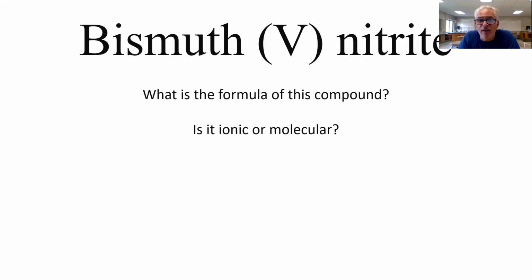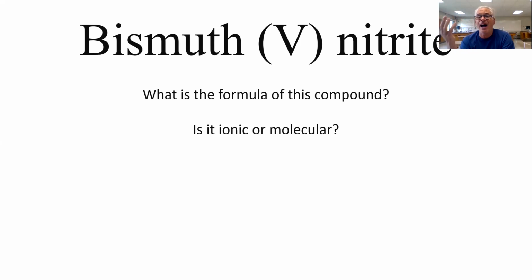Bismuth, Roman numeral 5. Now, bismuth happens to make 2 different ions. Bismuth is element 83. Bismuth +5. That's what the Roman numeral means. It's telling you which ion: the +5. Nitrite. We just did this on table E. NO2 is a -1 ion.